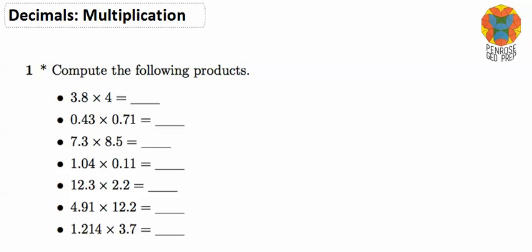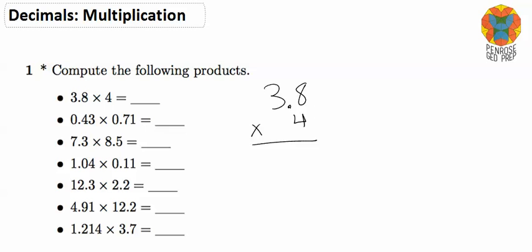In this video, we'll go through some examples of multiplying decimal numbers together. For example, let's look at this first problem. The first part of this problem asks to compute 3.8 times 4.